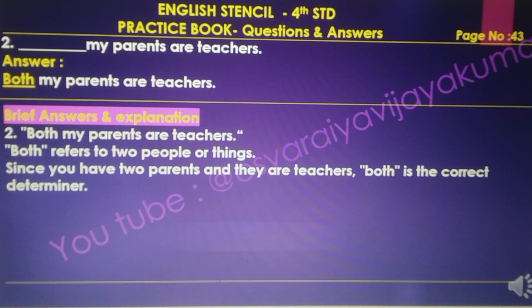And the second one, both my parents are teachers. Both refers to two people or things. Since you have two parents and they are teachers, both is the correct determiner.